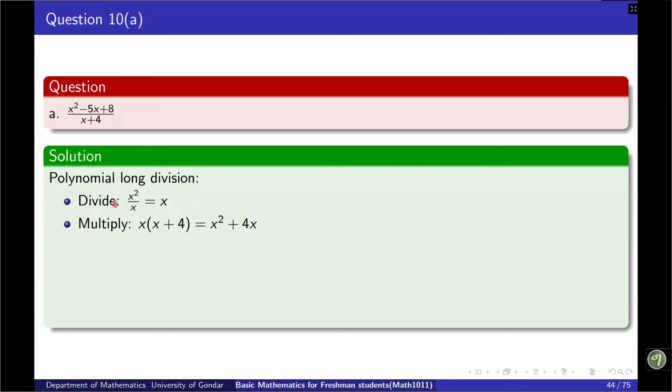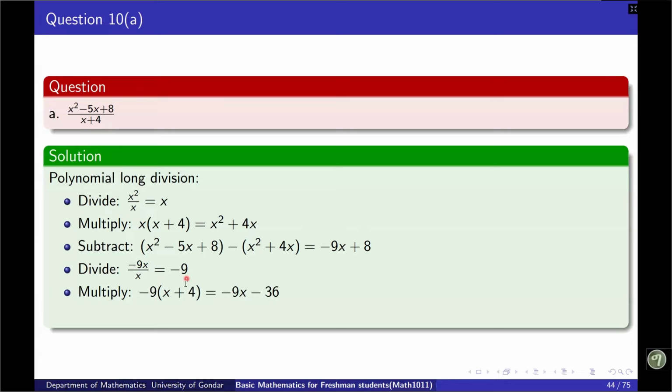And if we multiply the quotient by the denominator, we have x(x + 4), which is x squared + 4x. And if we subtract this product from the numerator here, we have x squared - 5x + 8 minus this one, which is -9x + 8. So that is the first remainder, which is obtained at the first step. Then next, we have to divide the leading term of this one again by the leading term of the denominator, that is -9x over x is -9. So this is the next quotient term.